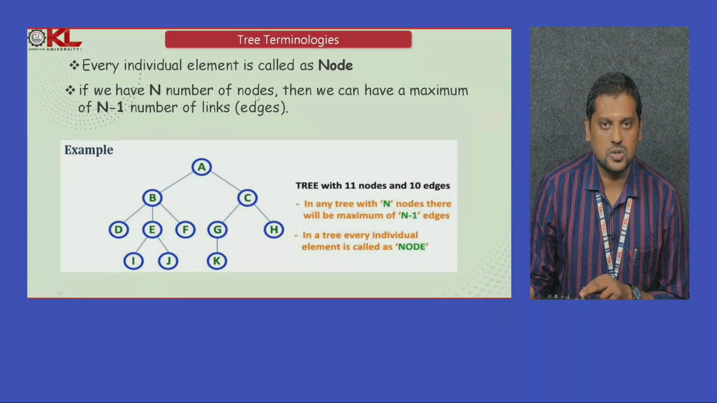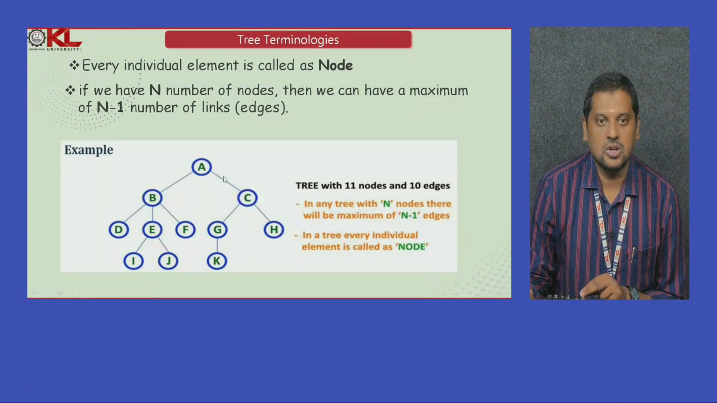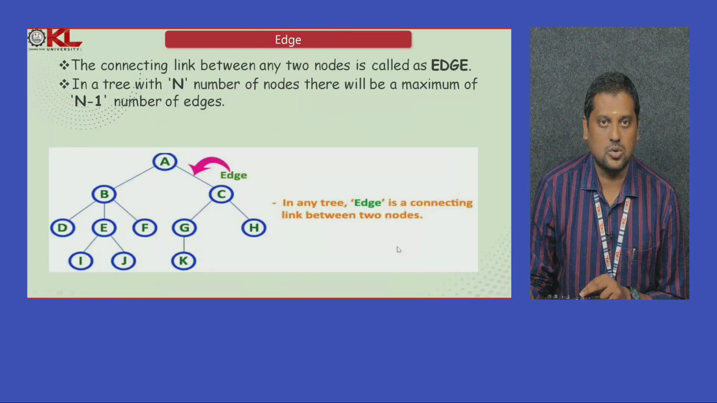If we have n number of nodes, then we can have a maximum of n minus 1 links. Here links are nothing but edges. If you see, A is a node, C is a node. This A node and C node are connected with a line which is known as an edge. If we have a total of n nodes, we should have n minus 1 links. For example, if we have 11 nodes, it means that we should have 10 links. So in this example tree we have 11 nodes and 10 edges. Every individual element is called a node.